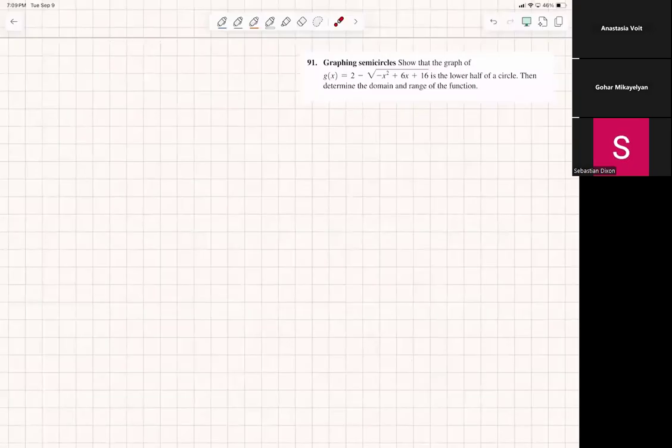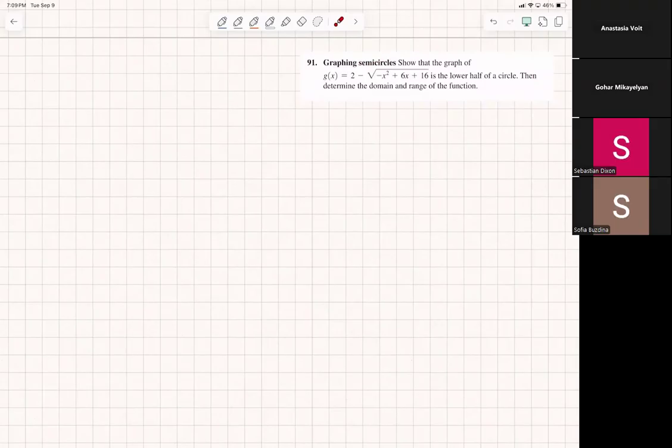Okay, so let's start with this problem. So you had in 1.1, I believe, or maybe 1.2, exercise number 90 as your homework. And I will just show you something similar. That would be the next problem, 91.